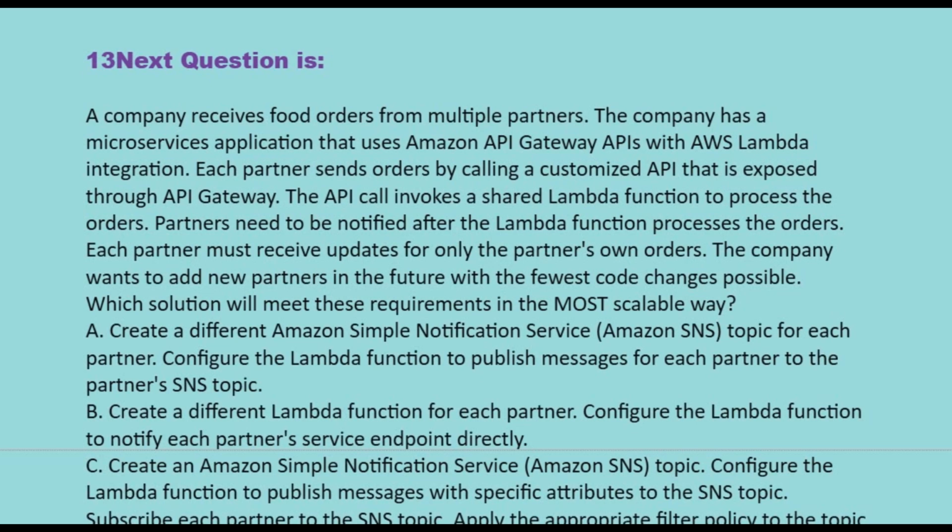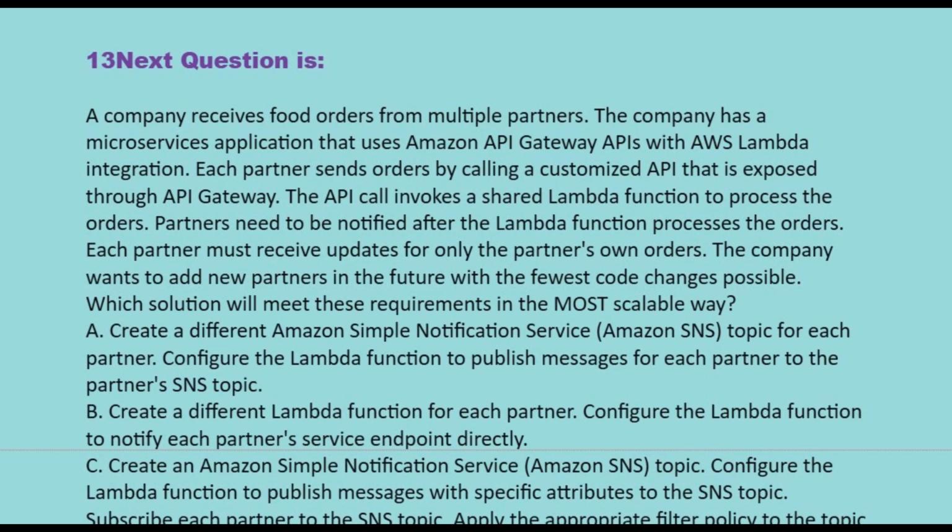Partners need to be notified after the Lambda function processes the orders. Each partner must receive updates for only the partner's own orders. The company wants to add new partners in the future with the fewest code changes possible. Which solution will meet these requirements in the most scalable way?